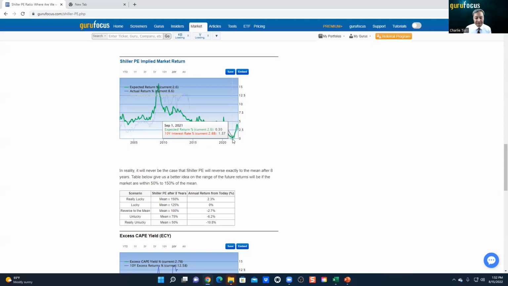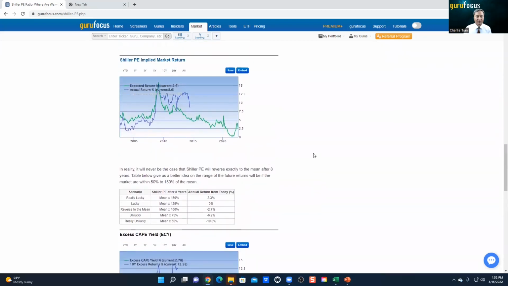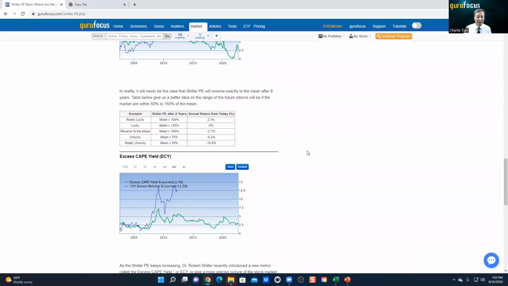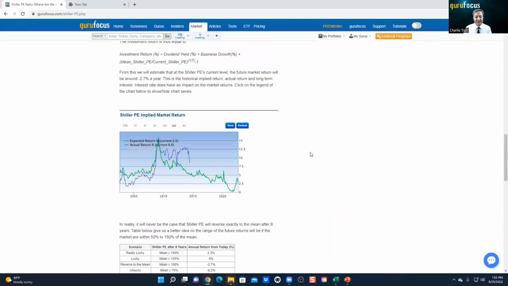Including dividend, it's only 0.3%. So the index itself will be negative. Since then, the market has adjusted some and the current situation is better, but the future return will still be low. That's what we learned from the Shiller PE reverting to the mean.